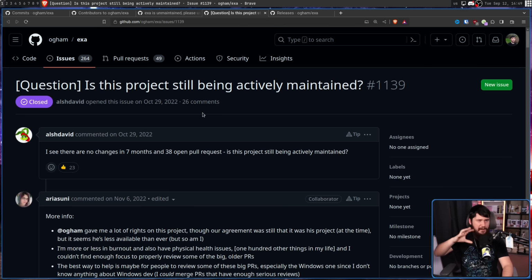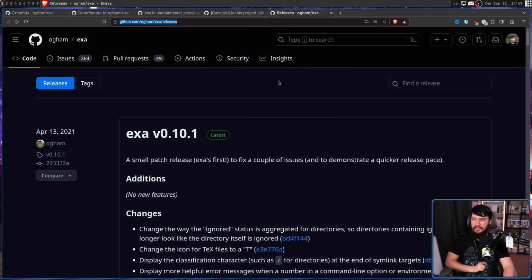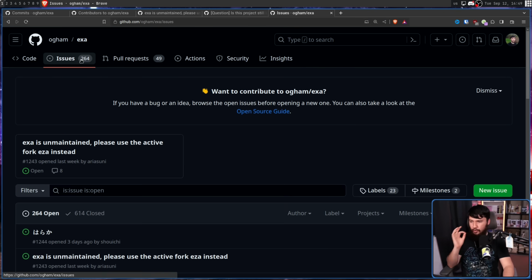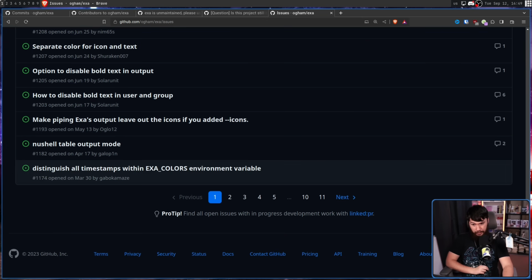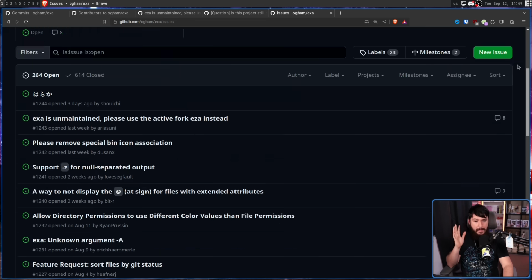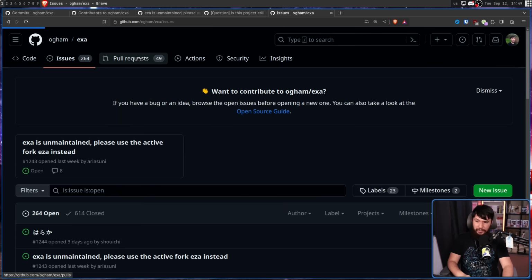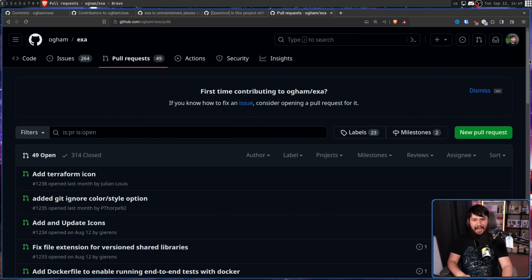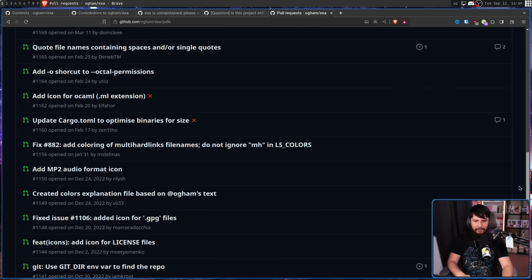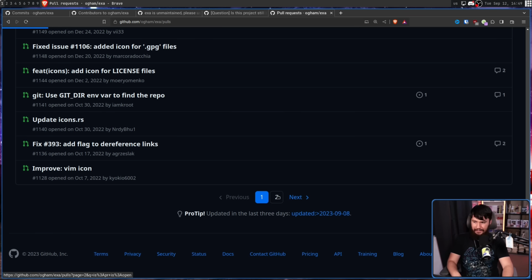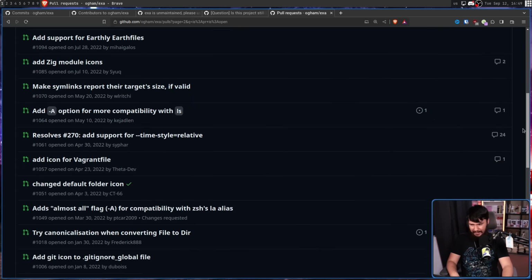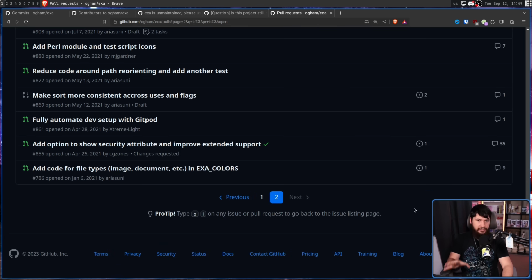Whilst there's certainly been a bit of development since then, the project is still in pretty much the exact same state. The latest release is April 13th, 2021. There are 264 open issues, many of which don't have comments, some of them do, which is certainly nice. The pull requests, on the other hand, there are 49 open pull requests, and yeah, these ones don't really have many comments, except for this one, for some reason. And some of these open pull requests go back over a year.